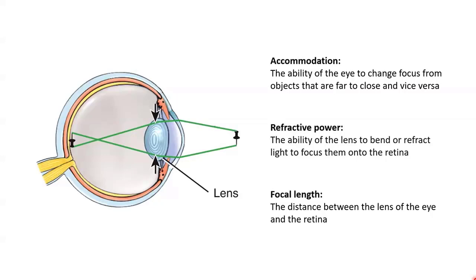When an object is up close, which is the image we can see here, the lens is rounder and thicker. That increases refractive power, so it makes the light bend or refract more sharply. And when the lens is rounder, the focal length is reduced. So our focal length is the distance between the lens and the retina. Now, when an object is further away, the lens will become flatter and thinner. The light will refract less sharply or bend less sharply, and the focal length is increased.